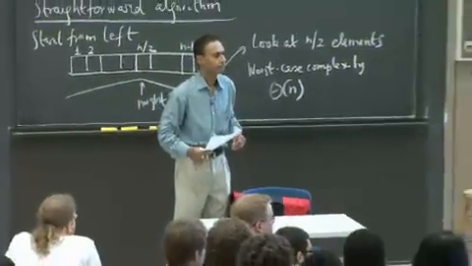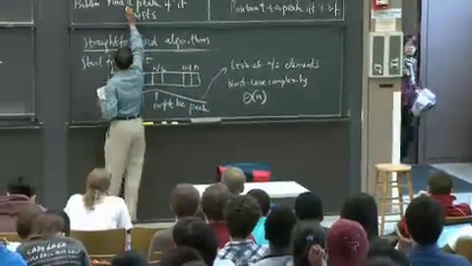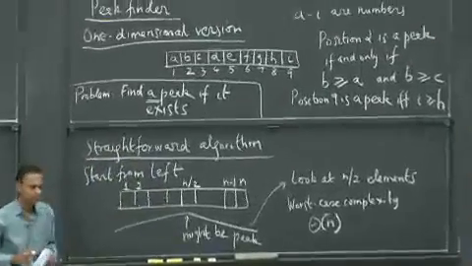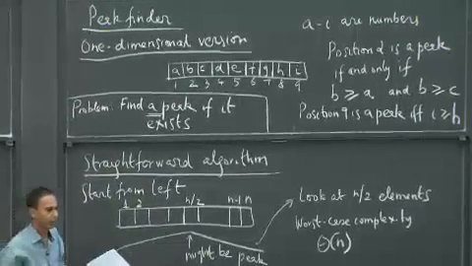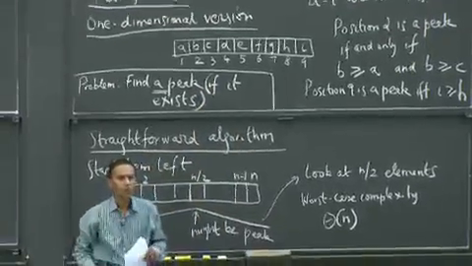Yeah? Are we assuming there's only one peak? No, we're not. If it's find a peak if it exists, and in this case, it's find a peak because of the definition. We don't really need this as it was discussed.